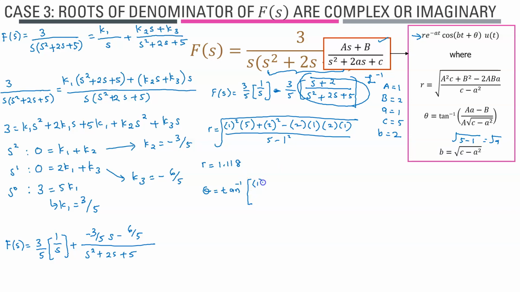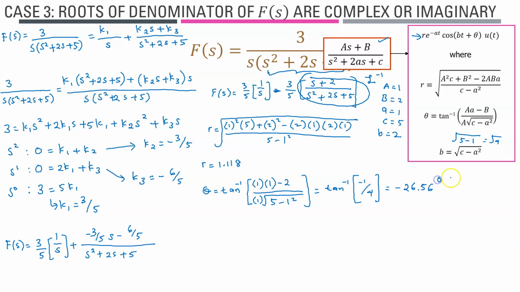If you substitute theta, which is arctangent of capital A small a minus capital B over capital A times square root of c minus small a squared, which is 5 minus 1 squared, you will get arctangent of minus 1 over 4.